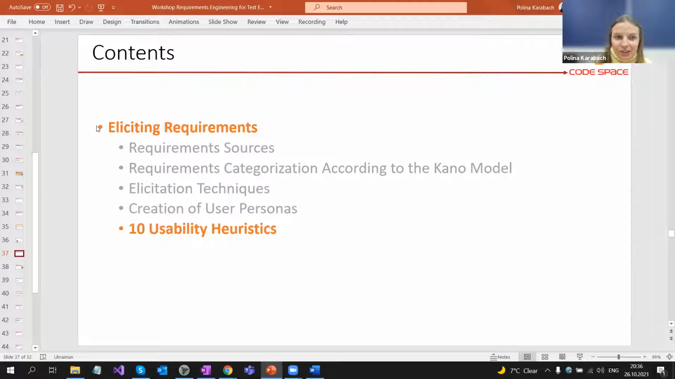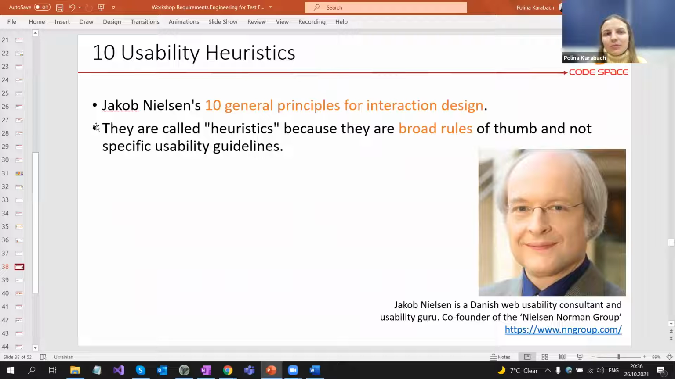So let's see the 10 usability heuristics. They're really basic 10 principles formulated by Jakob Nielsen. Some of them are really obvious, but some not that much. And moreover, they are needed.